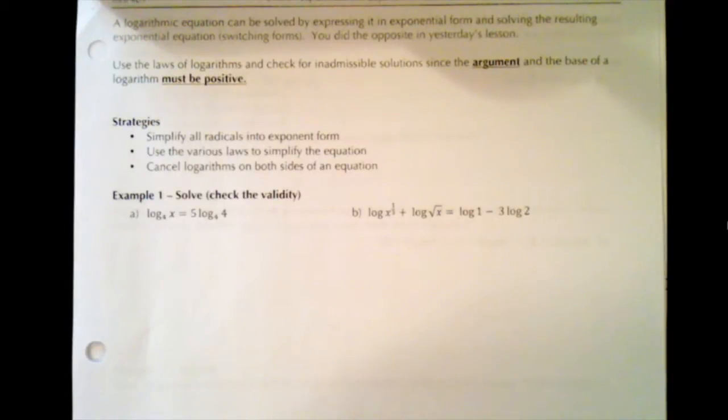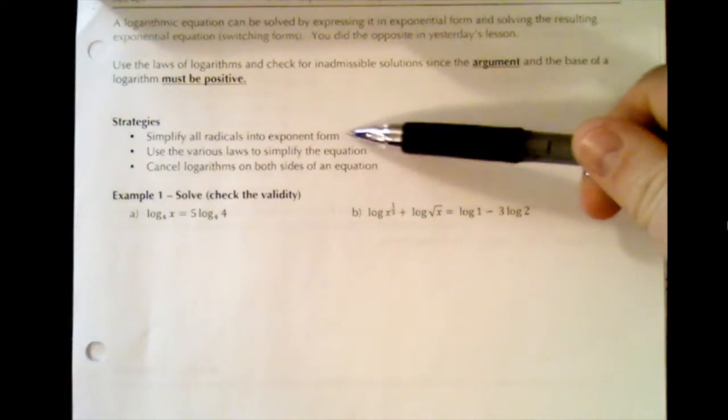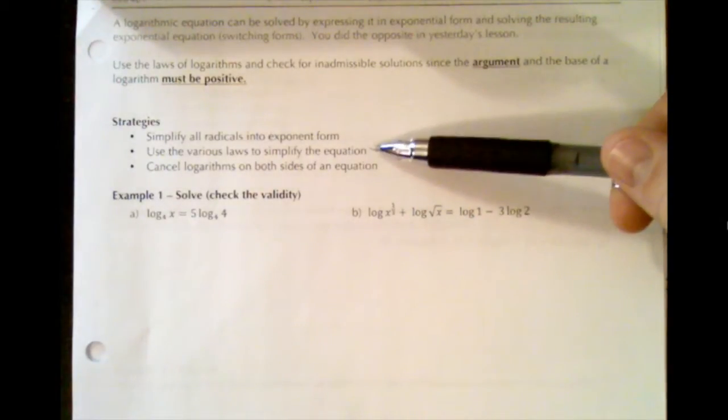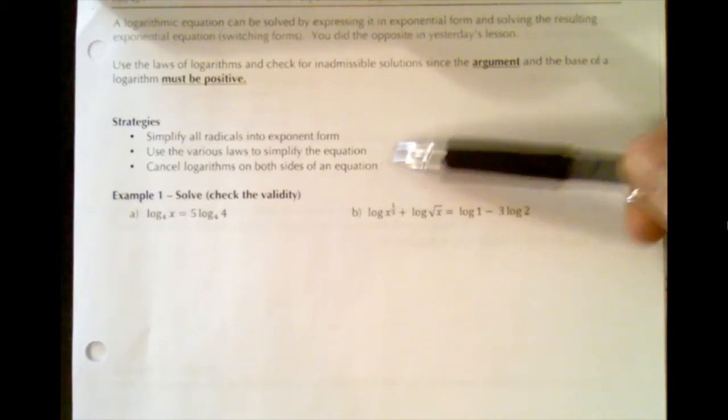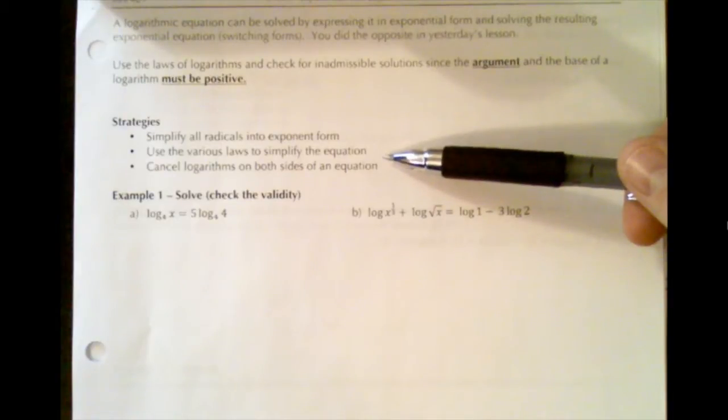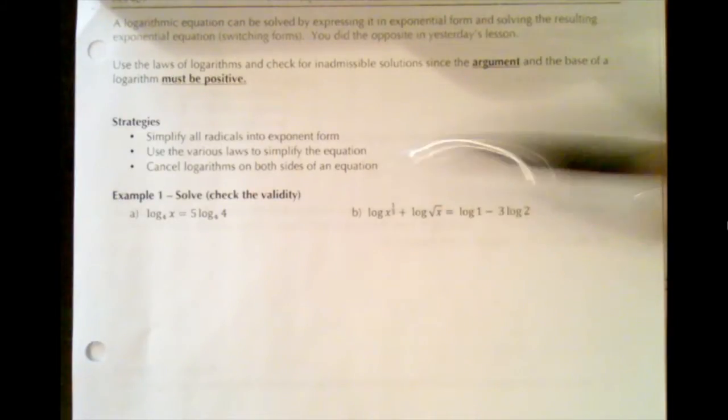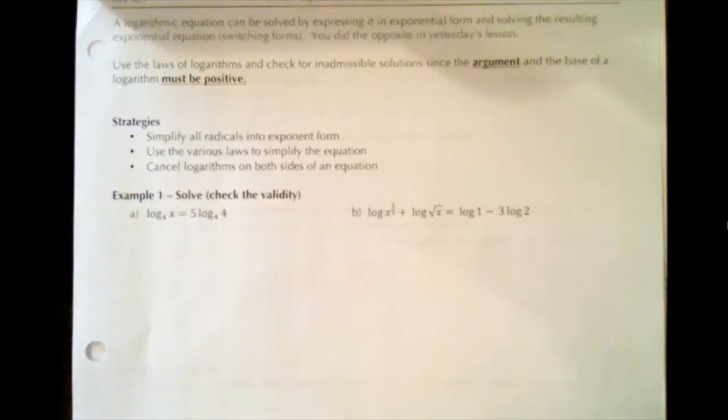So a couple of strategies. We want to simplify first all radicals into exponential form, and then use the various laws to simplify the equation, finally canceling logarithms on both sides of the equation by using the exponential form. That should solve most of these logarithmic equations. So let's first solve a simple logarithmic equation, and then we'll do a more complicated one, and then there'll be two for you to attempt on your own and check solutions for.